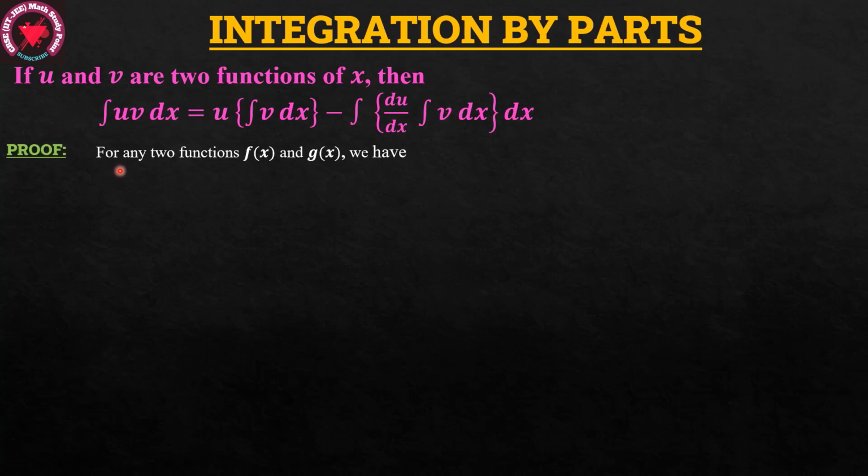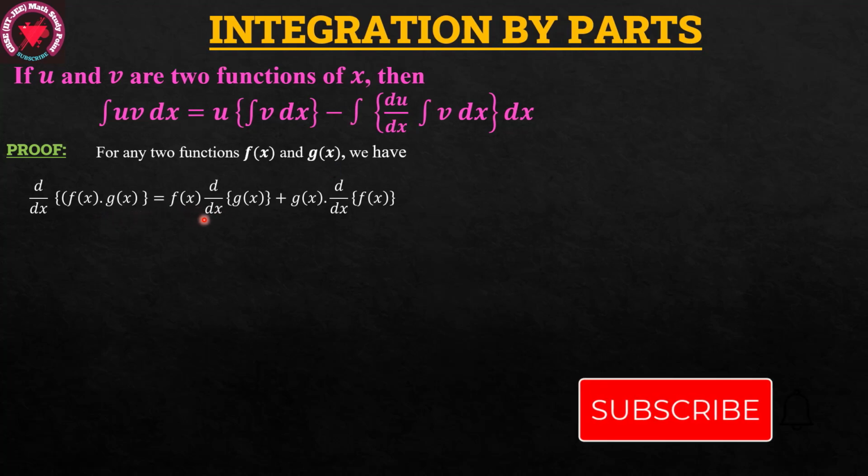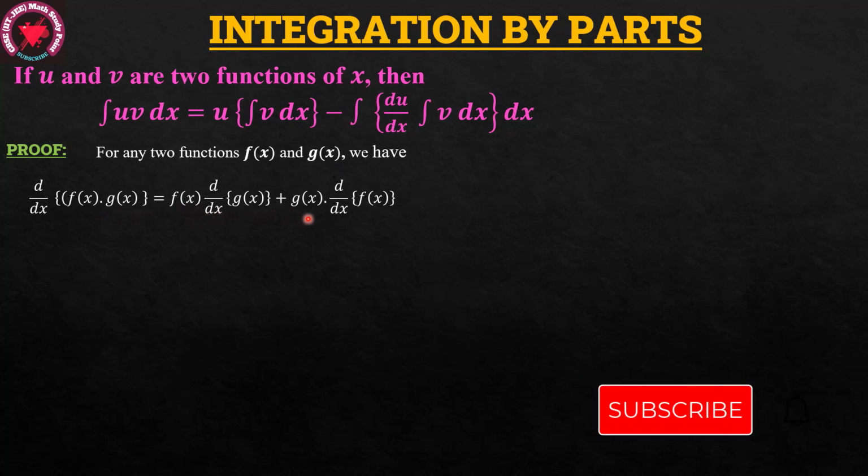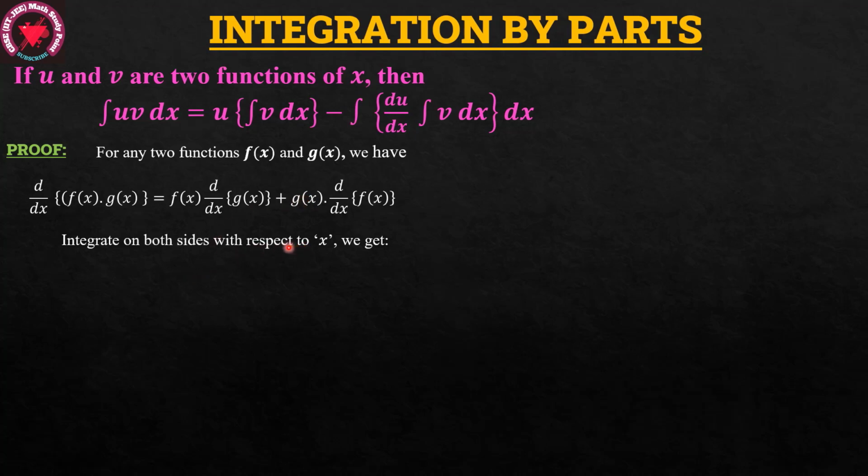We know that for any two functions f of x and g of x, we have d by dx of f of x into g of x is equal to f of x into d by dx of g of x plus g of x into d by dx of f of x. So this is the product rule which we discussed in the differentiation chapter. Okay, now integrate on both sides with respect to x. Then what we will get?